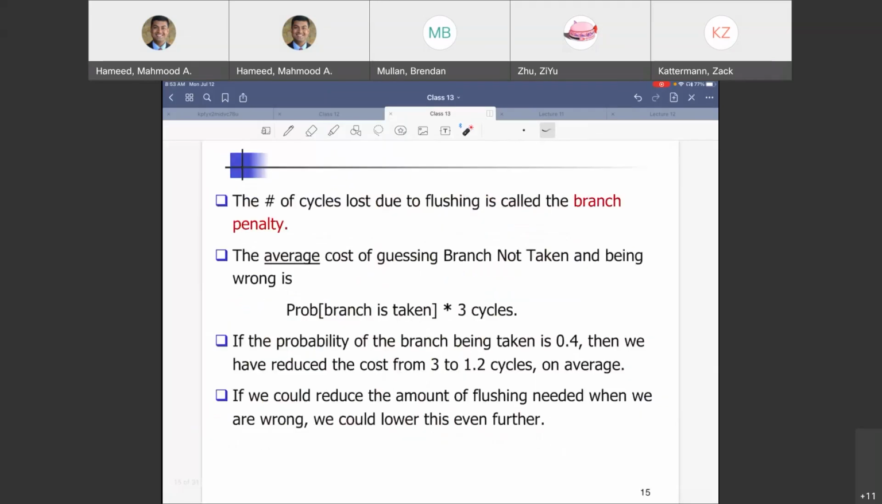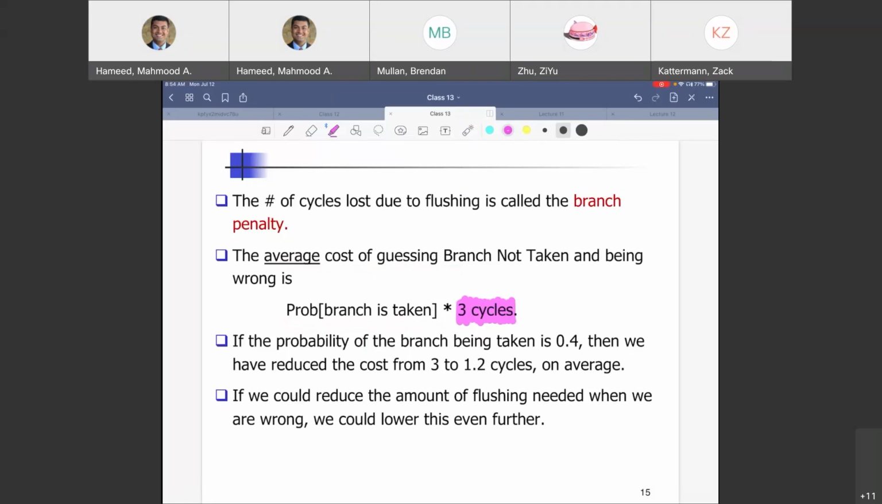So the cost of cycles lost during flushing is what? That's what we are calling the branch penalty. And the branch penalty is, with the current hardware, 3 clock cycles. So what is the average cost of guessing branch is not taken and being wrong? What is the cost of being wrong? Well, you will have to look at it in terms of a statistic. Probability that the branch is taken multiplied by 3 cycles. Why 3 cycles? Because every time you are wrong, you will flush out 3 instructions.